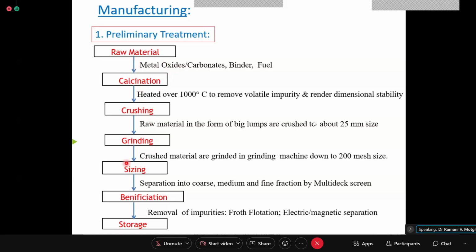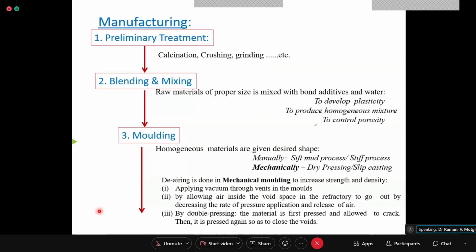crushing, grinding, sizing, beneficiation, and storage. Then you go for preliminary treatment, then blending and mixing. It is performed to develop plasticity, to produce a homogeneous mixture, and control porosity. Then molding. In molding you have two methods, manual and mechanical. Manual is the stiff mud process, mechanical is dry pressing and slip casting.